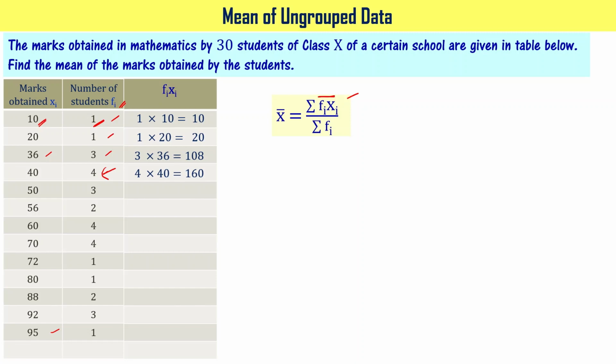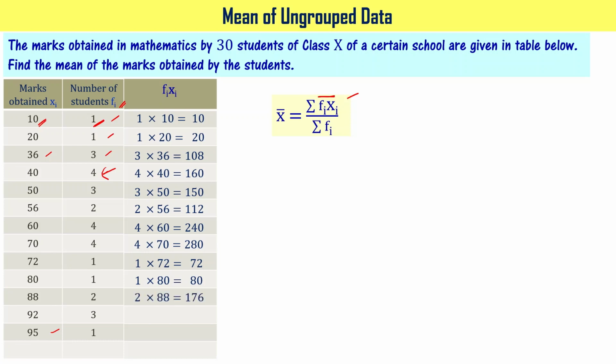That is, the next one is 3 times 50, the next one is 2 times 56, 4 times 60, 4 times 70, 1 times 72, 1 times 80, 2 times 88, 3 times 92, 1 times 95, right? Now we have to take sum of these values. We have to get sigma fi xi and sigma fi, right? Sigma fi xi, if you do summation, you get it as 1779. And sigma fi is known, that is 30.